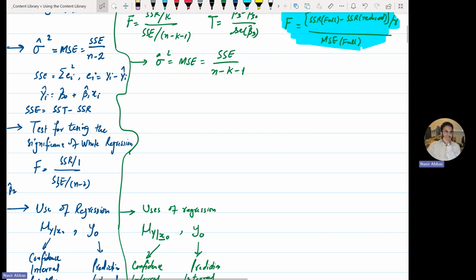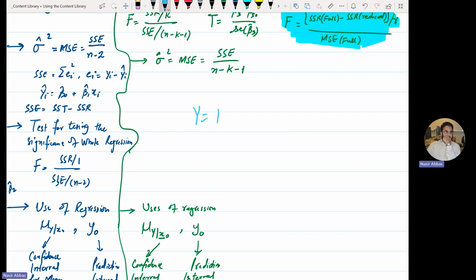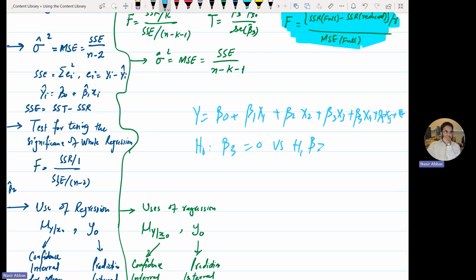For example, I give you a multiple linear regression model, y equals beta naught plus beta 1 x1 plus beta 2 x2 plus beta 3 x3 plus beta 4 x4 plus beta 5 x5 plus epsilon. How many features? What if I ask you to test h naught that beta 3 is 0 against h1 that beta 3 is not 0? How many features am I asking you to test? One. Which test? T-test.